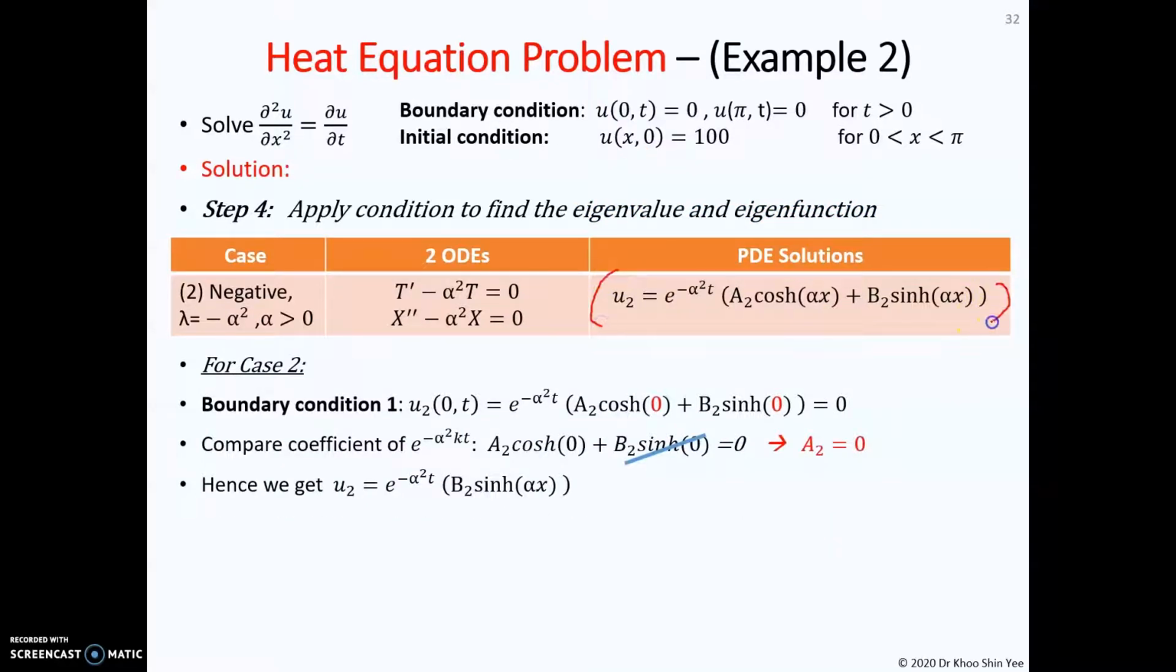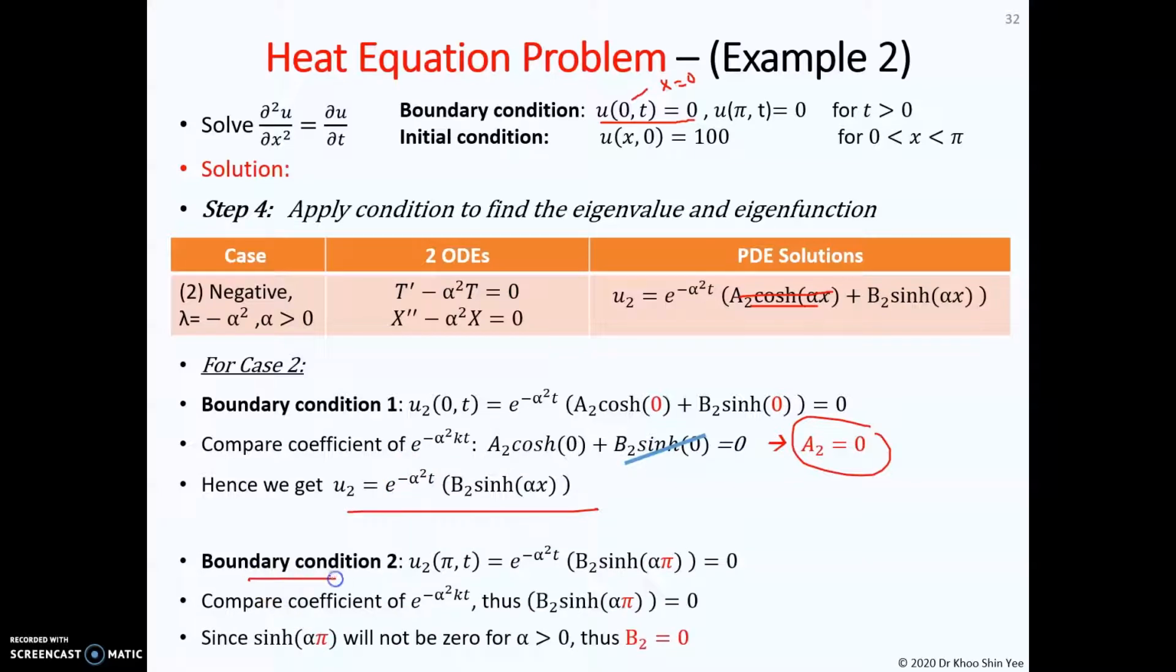This is the PDE solution for the second case. Let's apply the first boundary condition. Substitute x equal to 0, you obtain u equal to 0. So u will be equal to 0 when you substitute x equal to 0. And you know that hyperbolic sine 0 gives you 0. Therefore, this term can be cancelled. Hyperbolic cos 0 gives you 1. When you compare the coefficient for the exponential on both sides, then you obtain 0 is equal to a2. Since a2 is equal to 0, therefore this component can be eliminated, and you obtain this solution.